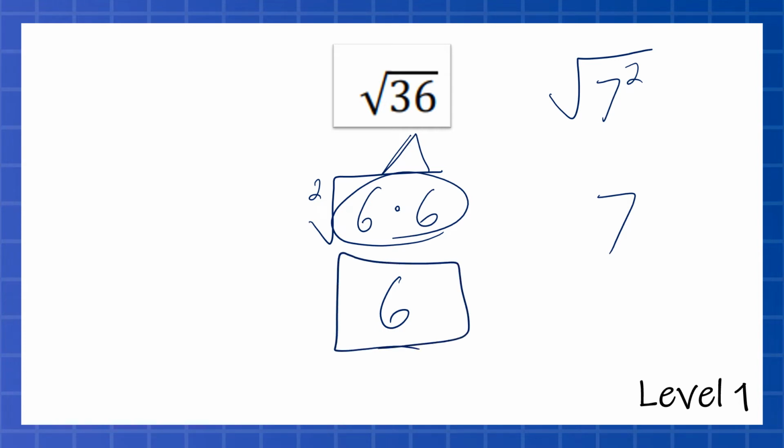Now these are pretty nice because we can literally type them in our calculator. We can also work backwards. 36 is 6 squared.